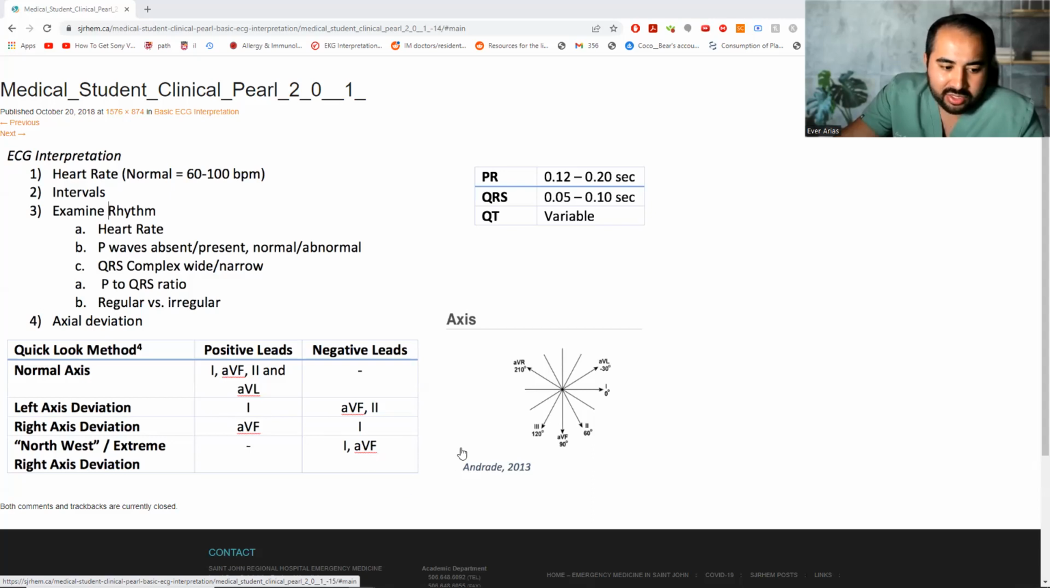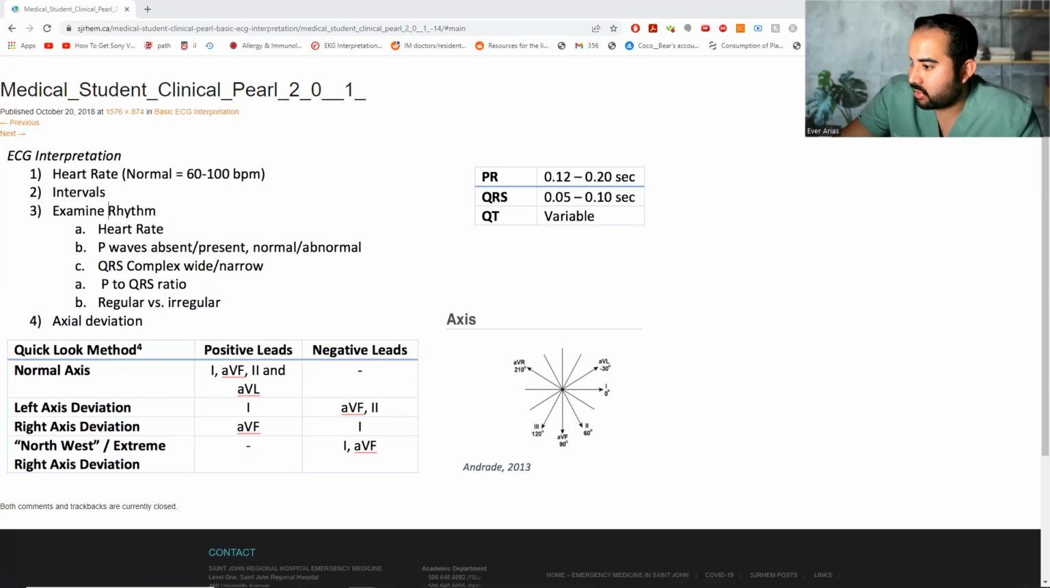Left axis deviation is if instead of AVF being positive, it's deflected down, and lead 2 is deflected down. That's going to give you a left axis deviation. You could see it based on the degrees of the axis here. Right axis deviation is when AVF is deflected up, but you have a negative deflection of lead 1. Let me see if I could open the questions, if you guys have any questions about that.